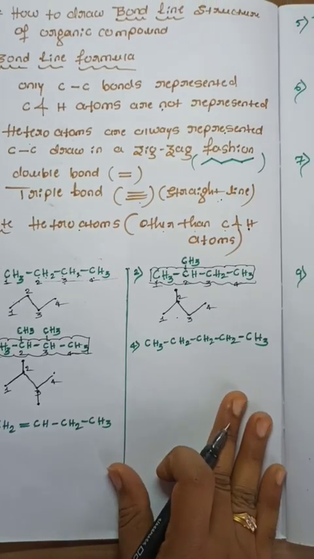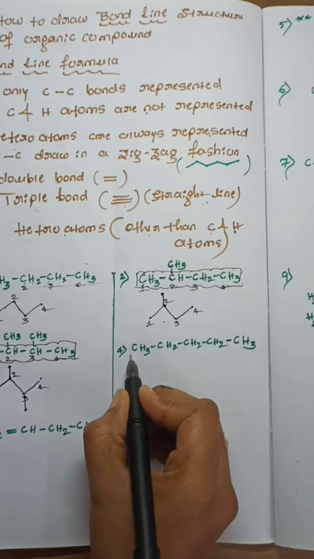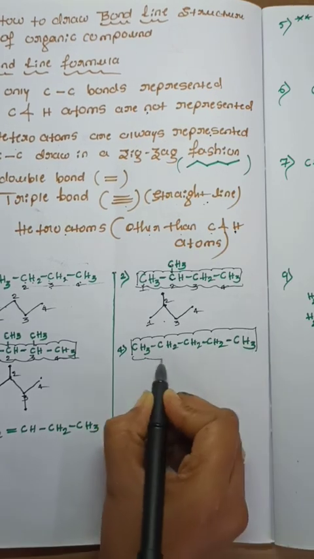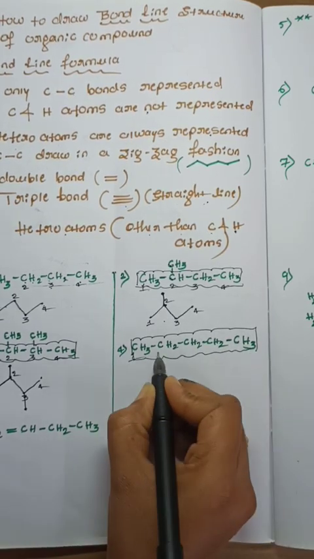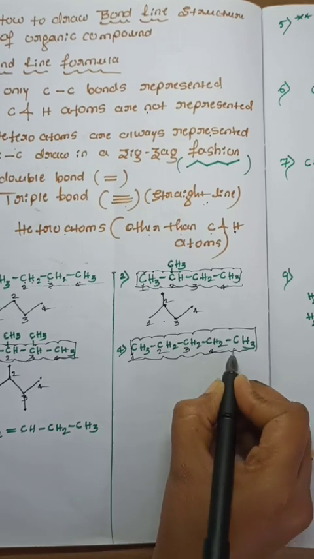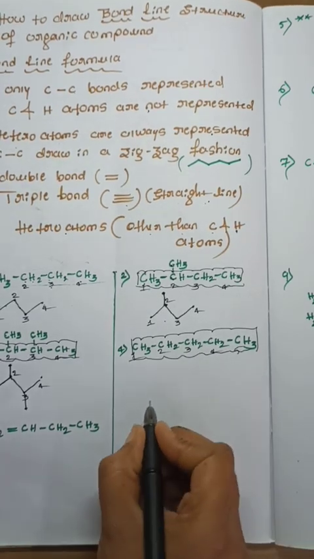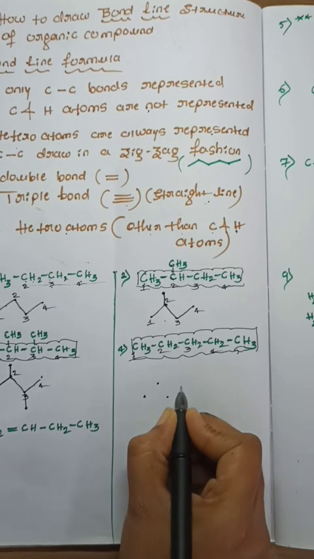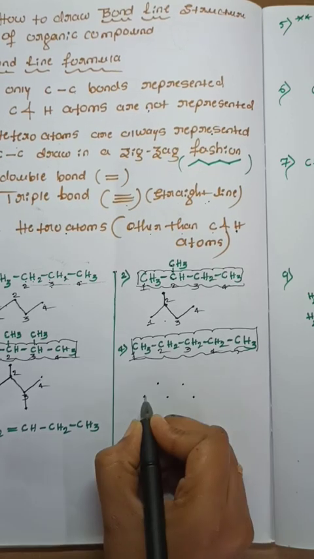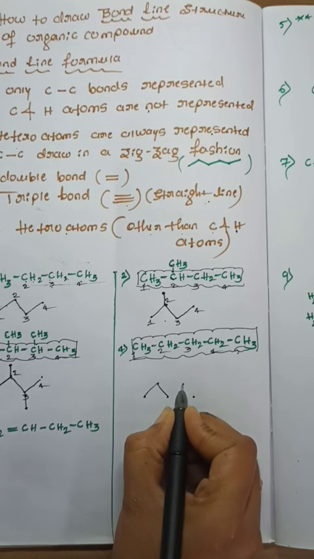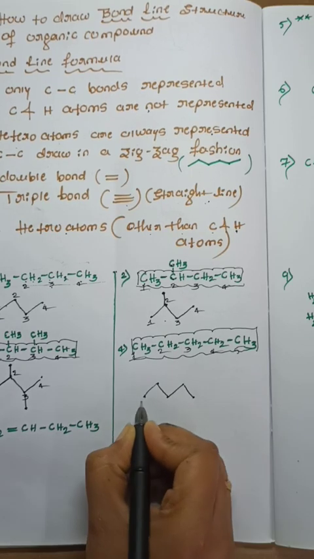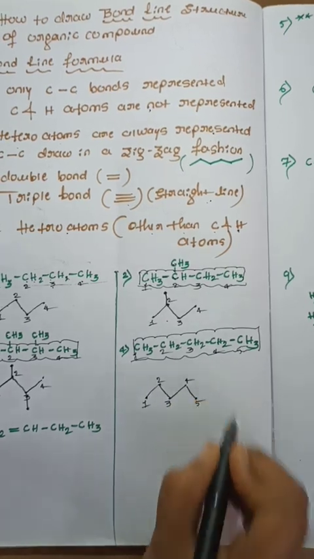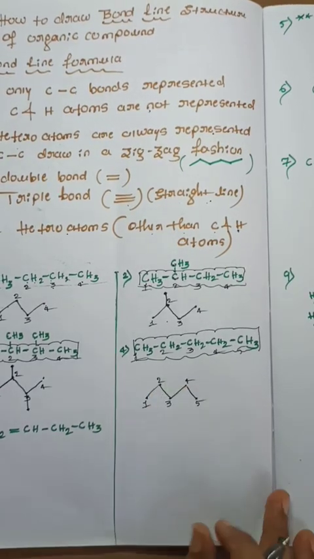Now the fourth example, this is very easy. Now select the longest chain. Here only one chain is there. Now in this chain how many carbon atoms are there? First we have to count: 1 2 3 4 5. 5 means I'll write 5 dots in a zigzag manner: 1 dot, 2 dot, 3 dot, 4 dot, 5 dot. And make a bond between these points or dots. Now this is the first carbon, second carbon, third carbon, fourth carbon, fifth carbon. That's it. This is the bond length formula for this fourth example.